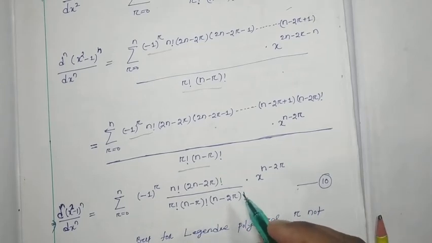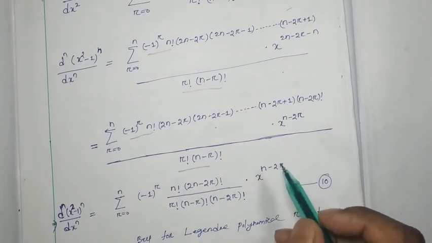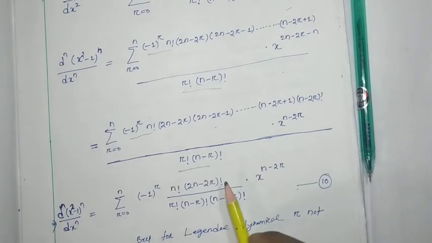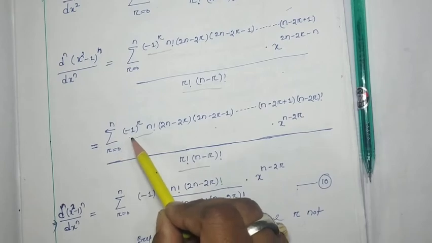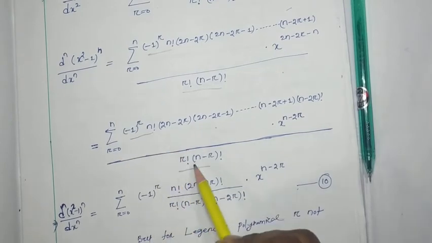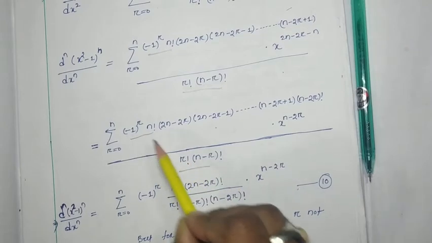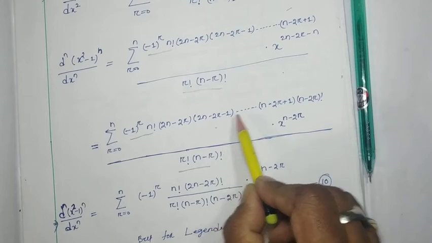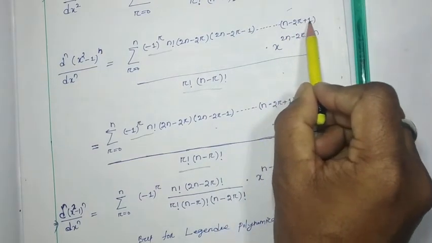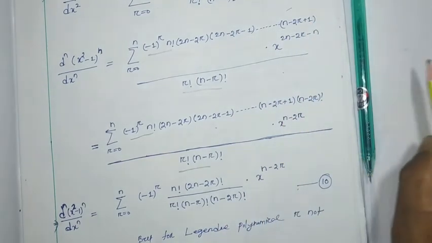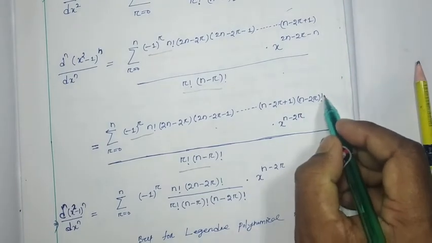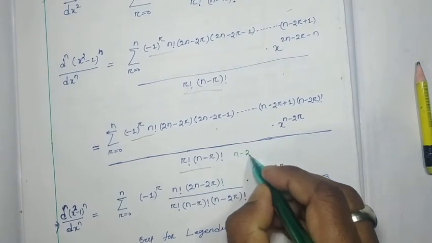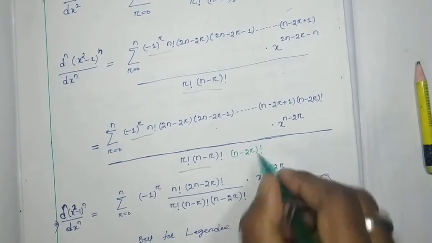Okay, so here I mistakenly did not write, no, I correctly wrote, no problem. See, minus 1 to the power r, n factorial divided by r factorial n minus r factorial, these are the common. See here what I did: 2n minus 2r, 2n minus 2r minus 1, up to n minus 2r plus 1. Here I multiplied n minus 2r factorial in the numerator. Here I forgot to write n minus 2r factorial in the denominator.